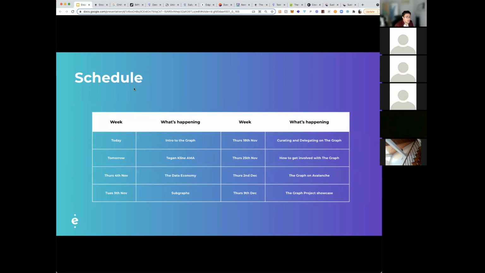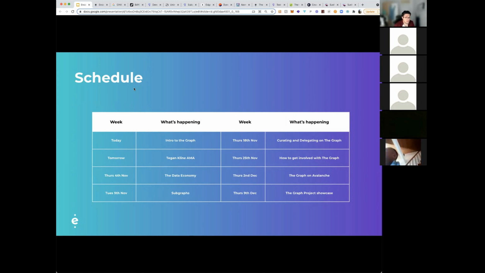On Tuesday, we're going to look at subgraphs and make our own subgraphs. Next Thursday, creating a delegation on the graph, because a lot of you have asked about that. The 25th is a more non-technical one, how to get involved with the graph. And we'll look at graph on Avalanche as well on the 2nd, and the project showcase.